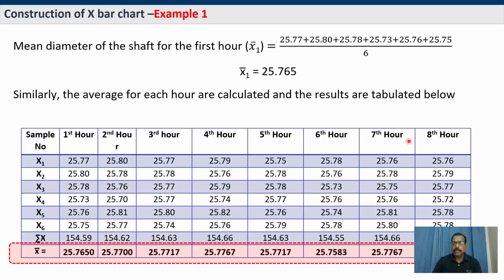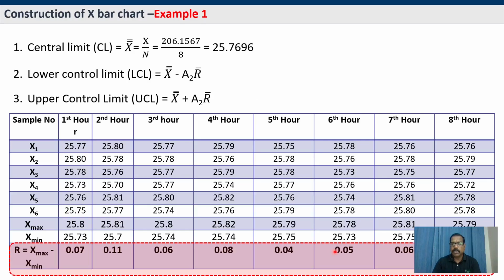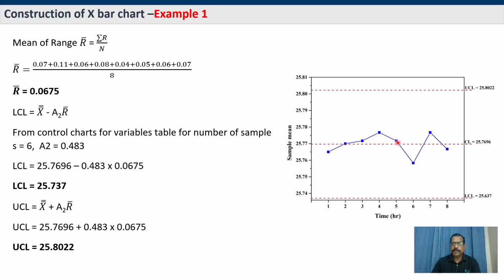So in control chart plotting, you are given 8 points. What are all the points? X bar points 25.7650, 25.770, 25.7717. These values are plotted in this graph with reference to the center limit, which is calculated by the summation of X bar divided by n. Then you have to do the R chart.